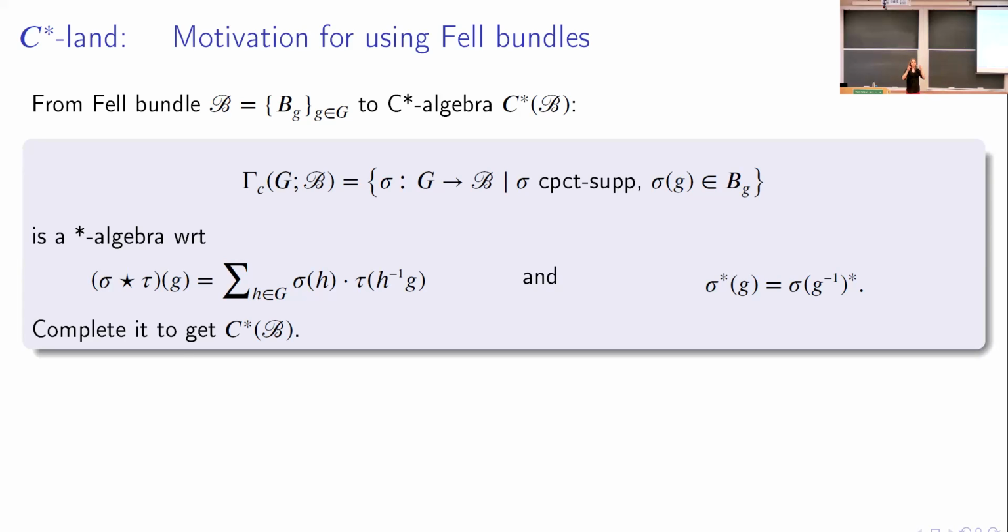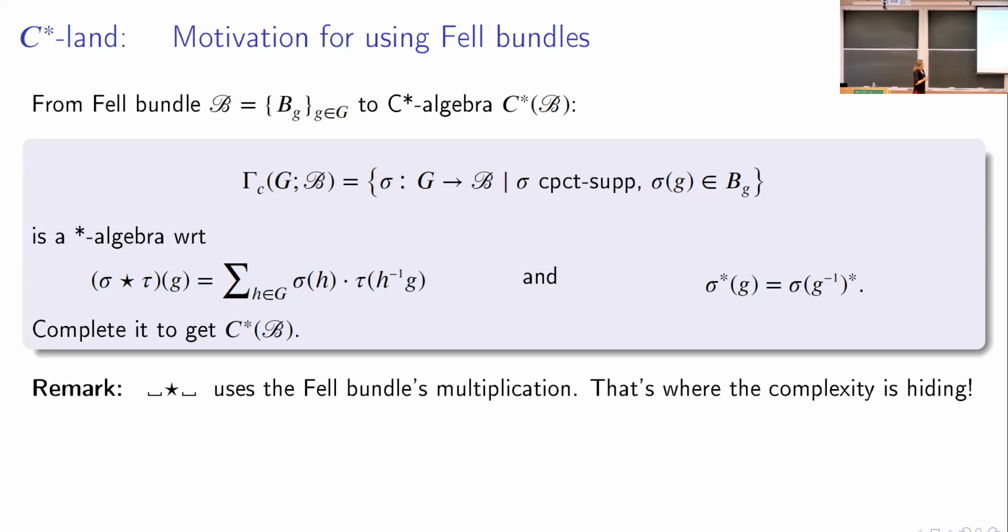And when I say some norm, there's multiple choices of norms, right? So there is a full C-star algebra, a reduced C-star algebra, things in between. But I'll be mostly interested in the full one, and I don't want to give you the definition of that norm because it's not really important for the way that my theorems are phrased. Okay, so again, as I remarked earlier, this convolution product uses the Fell bundle's multiplication, and that's where all the interesting things are happening, right? So while this formula might look very easy, this multiplication can be very intricate. Lots of things can happen there.